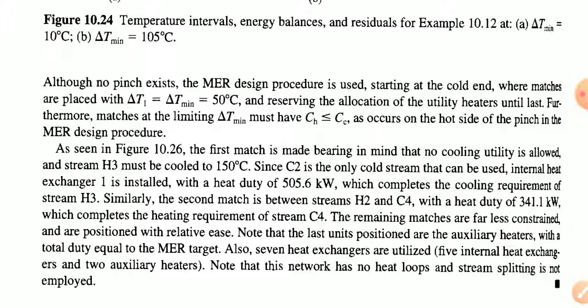The remaining matches are less constrained. Note that the last units are the auxiliary heaters with a total duty equal to the maximum energy requirement targeted. Also, 7 heat exchangers are utilized, 5 internal heat exchangers and the 2 auxiliary heaters. Note that this network has no heat loops and stream splitting is not employed.